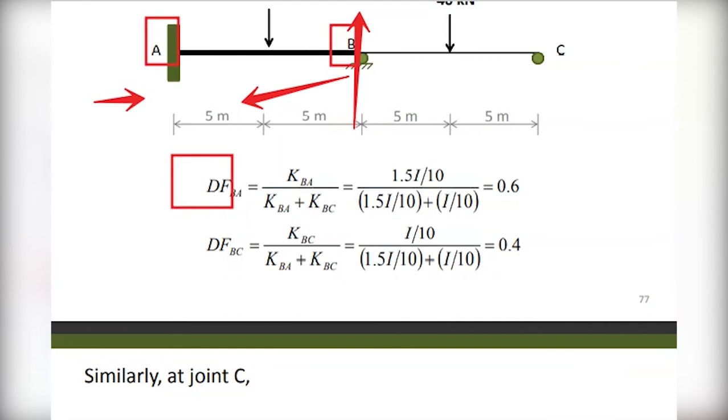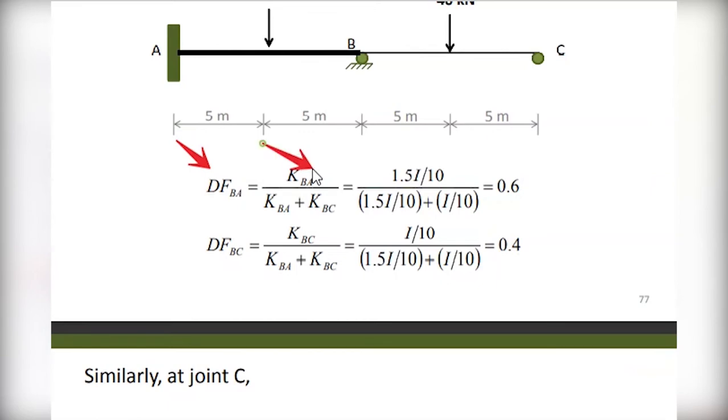So once you consider the distribution factor from B to A, it is the K between BA over the summation of the K at that joint. So this is K BA, and this is K BC. So the value is about 0.6. In the same way, you can calculate the distribution factor between BC, which is the value of K BC over the same total. So this one is distributed by the ratio, and the value is about 0.4. If you add this one and this one, the ratio is equal to 1. So you can proceed after finding the K value.